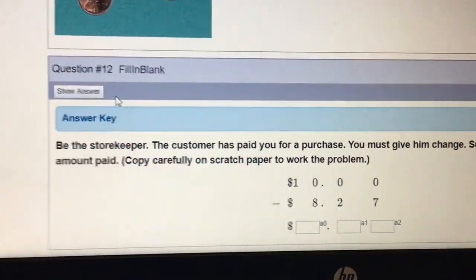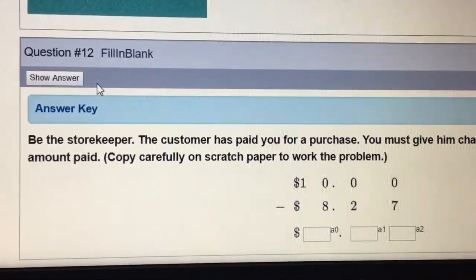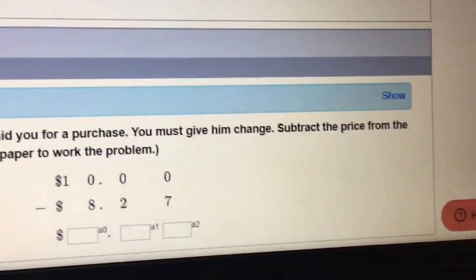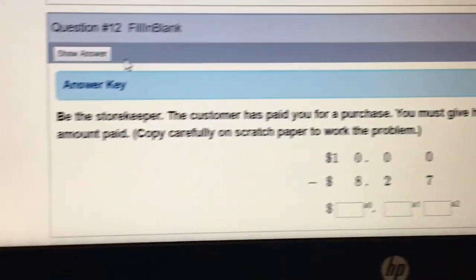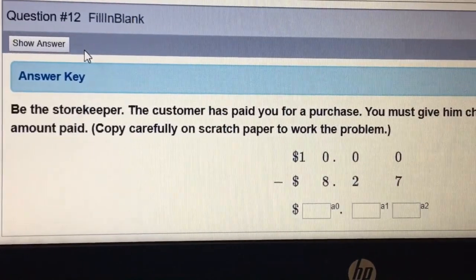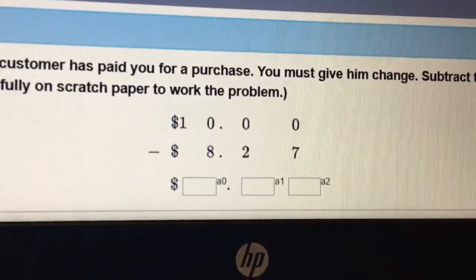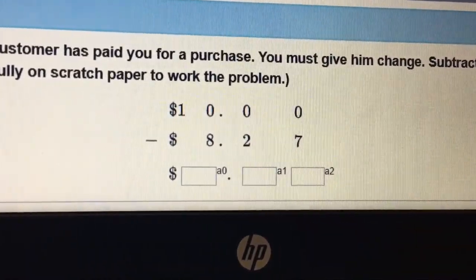Question 12, fill in the blank. Be the storekeeper. The customer has paid you for a purchase. You must give him change. Subtract the price from the amount paid. Copy carefully on scratch paper to work out the problem. And then type each digit in each box.